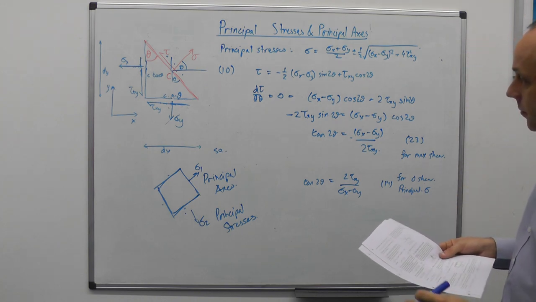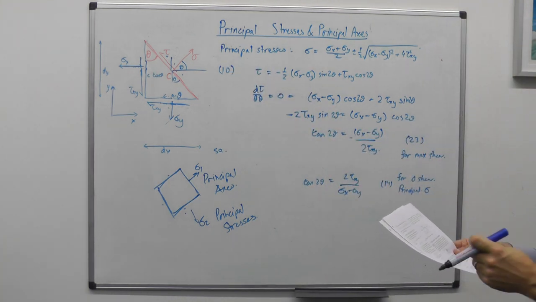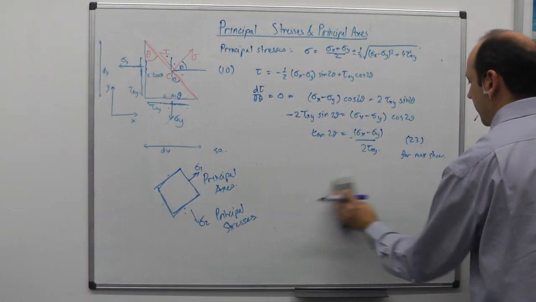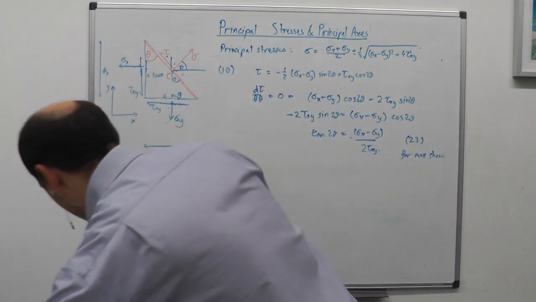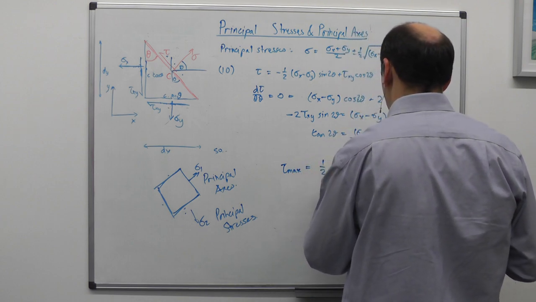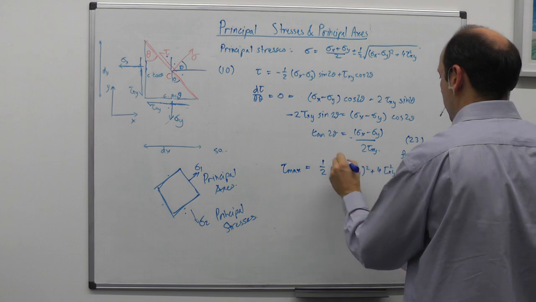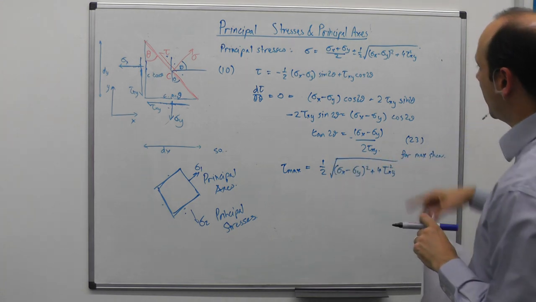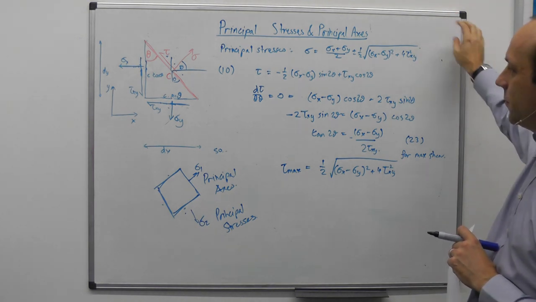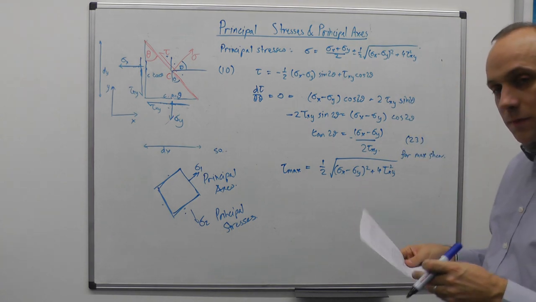Now, the other thing we can do is substitute this value back into equation 10 and find the maxima for tau, and I'm actually just going to give you the result for that. So the result is that tau max takes a value of 1/2 the square root of sigma x minus sigma y squared plus 4 tau xy squared. Now, that's the same as we had for the principal stresses, for the difference between the maximum and minimum principal stresses, of 1/2 the difference between them. So these are very connected things, tau max and sigma 1 and sigma 2.